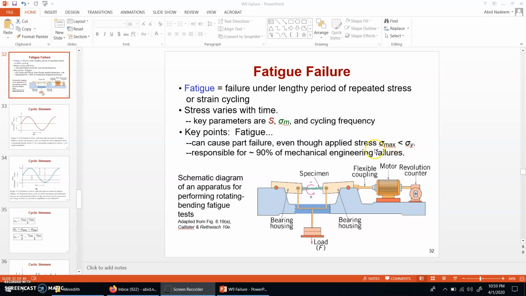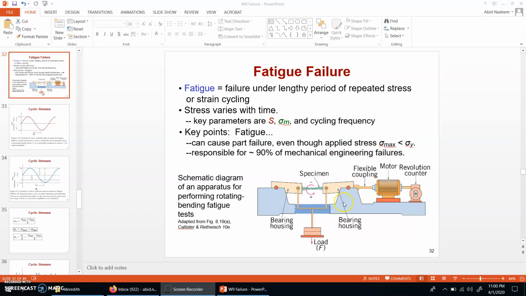But in this case, since the load is applied on a repeated basis, there is of course no need for the load to be up to yield strength. So maybe half the yield strength or 60% of the yield strength load, when it is applied repeatedly, maybe thousands or millions of times, then the failure in the material can take place.